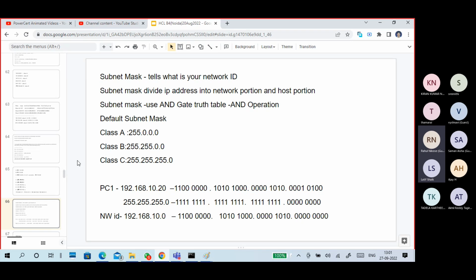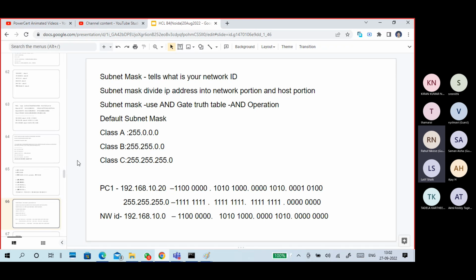So what is this subnet mask? Subnet mask divides your IP address into a network portion and a host portion. Subnet mask will tell what your network ID is. The default subnet mask for class A is 255.0.0.0, class B 255.255.0.0, class C 255.255.255.0. These are the default subnet masks. It means whenever you are entering an IP address, this subnet mask will come immediately.